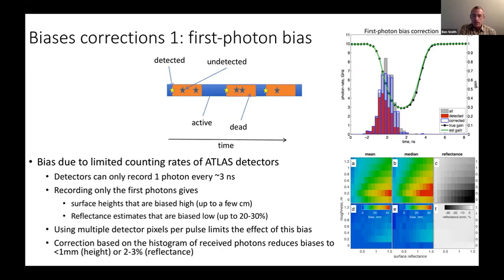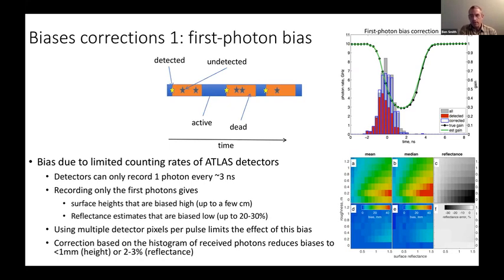Each of these channels is able to detect one photon every 3 nanoseconds, so every roughly 45 centimeters. And the photons can come back much closer together in time than that. If we didn't do anything about this, the natural result would be that ATLAS would detect the photons that came back early in the return and would not detect the photons that came back late in the return.